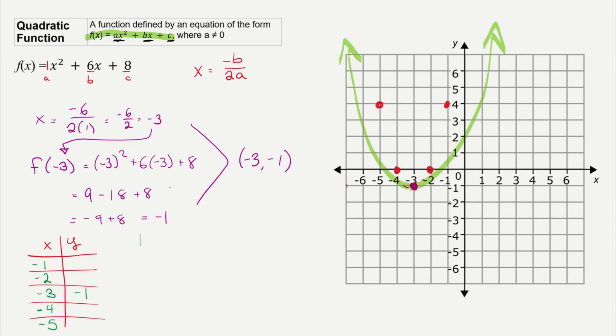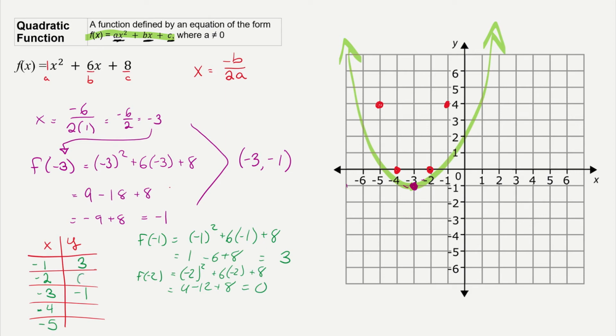So I put my vertex smack dab in the middle. I then am going to evaluate the function at each of those terms. So I plug in -1. We already have done this, but -1 squared plus 6 times -1 plus 8 is 1 minus 6 plus 8, which is 3. And I plug in -2. We've already done this one too, but -2 squared plus 6 times -2 plus 8. And that is 4 minus 12 plus 8, so that is 0.